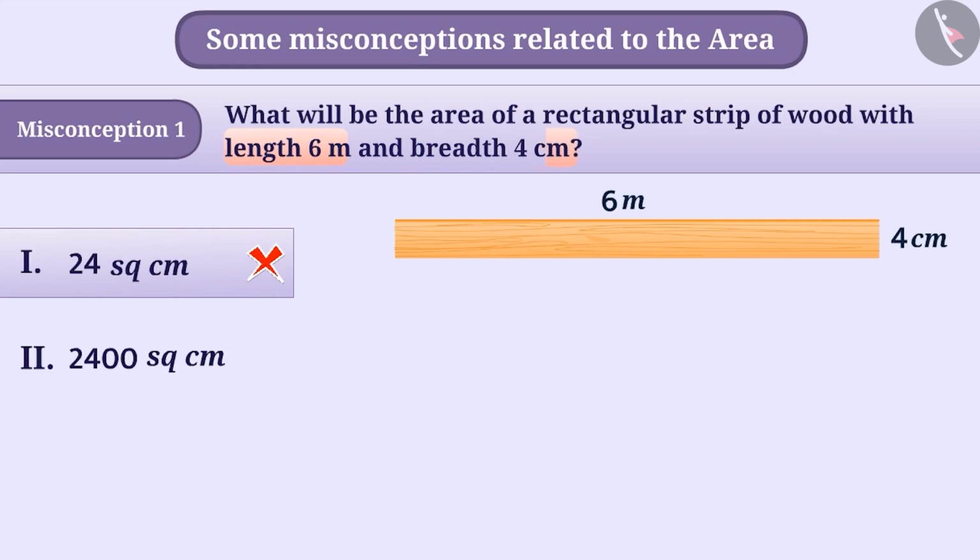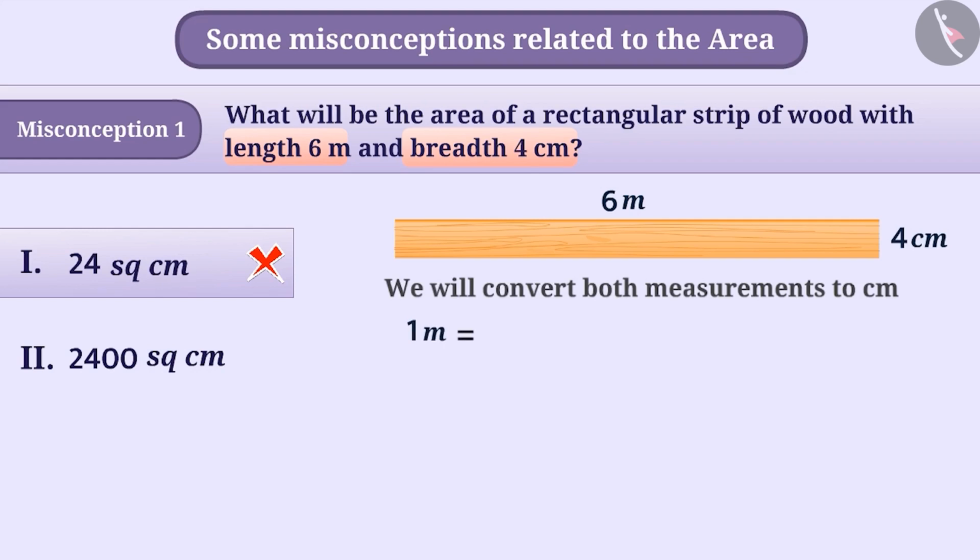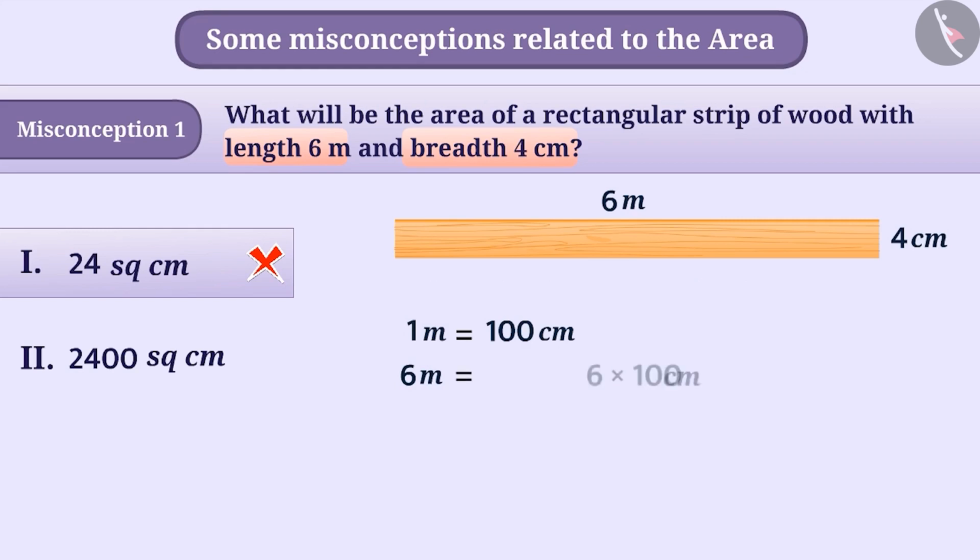Here, the length is given in meters while the breadth is given in centimeters. First, we have to make both units of measurements the same. Since here the area is given in square centimeter in both options, we will convert both measurements to centimeter. Since 1 meter is equal to 100 centimeter, 6 meter is equal to 6 multiplied by 100 centimeter is equal to 600 centimeter. Since the breadth is already given in centimeter, we will not change it.